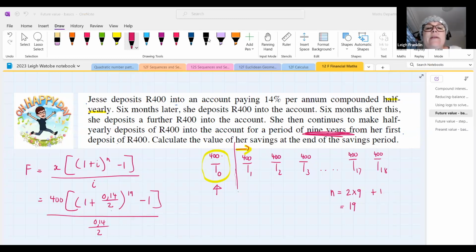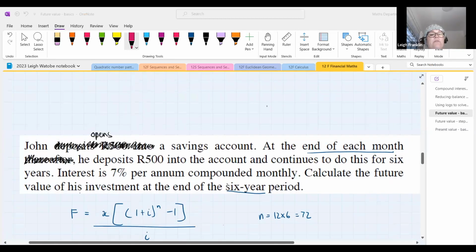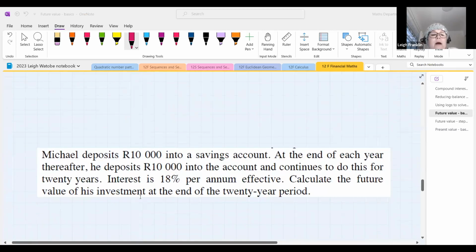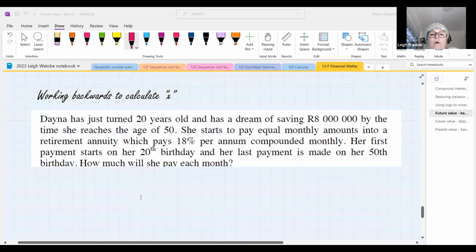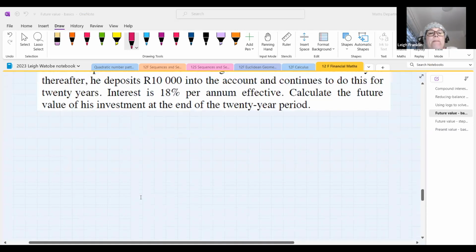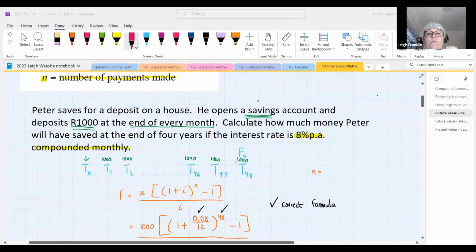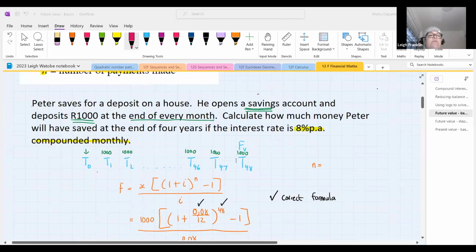Okay, so Nhlanhla, if there was no immediate payment, it would be something like this. So John opens a savings account. At the end of each month, he deposits 500 Rand into the account and continues to do so for 6 years. Then there's no immediate payment. Let's see if I've got another one. The first one that I did with you. Okay, so Peter opens a savings account. He deposits 1,000 Rand at the end of every single month.